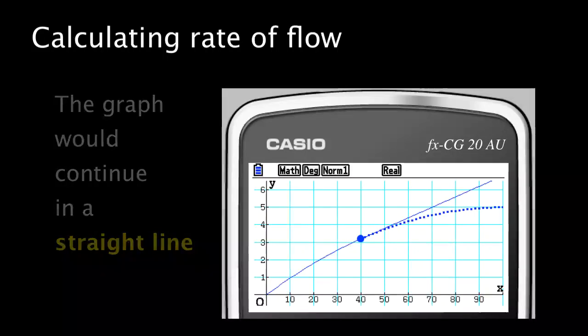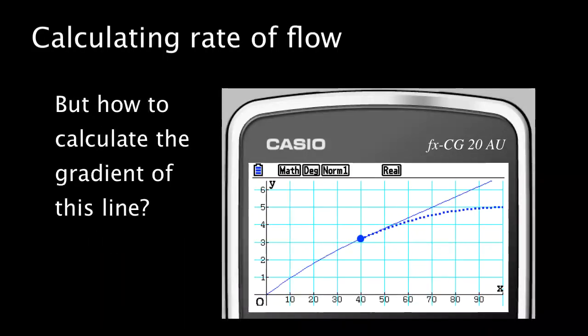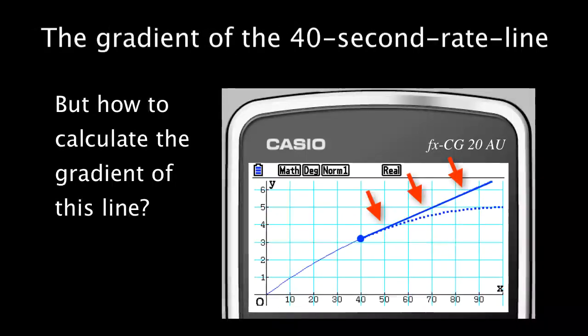Does that make sense? But then how would I accurately calculate the gradient of that straight line, which I'm going to refer to as the 40-second rate line? Because I only know one point on that line, and to calculate the gradient of a straight line, I need 2 points. Well, I borrowed an idea from the second approach I showed you before.